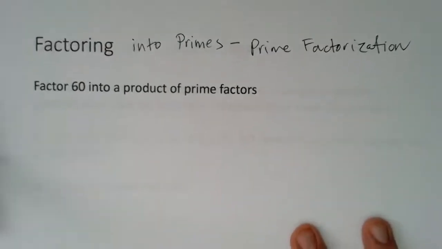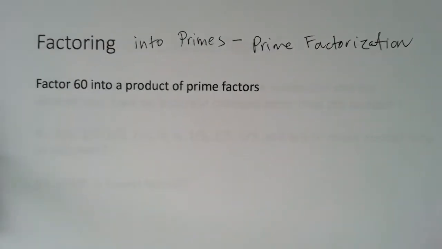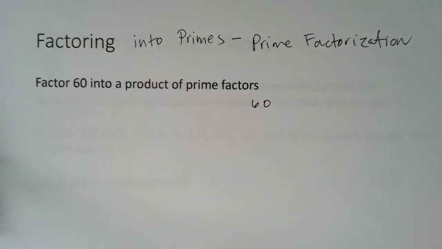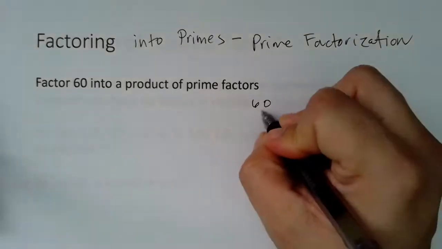So factoring into primes is called prime factorization. The way that we like to do it, and you can learn it this way, or if you have another way to write it, I like to do a factor tree. We start off with 2 numbers and just keep going until the very ends of the tree are prime numbers.